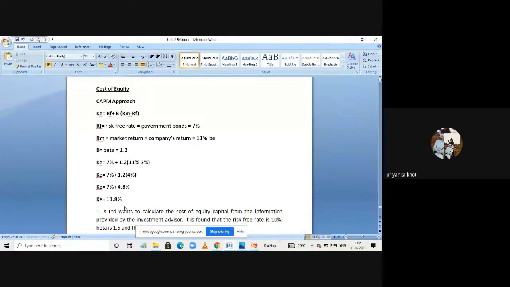The beta will tell you how much you have to give as cost of equity. If your beta is high, you'll have to give higher. If your beta is less, you'll have to give a little lesser returns as compared to the market.